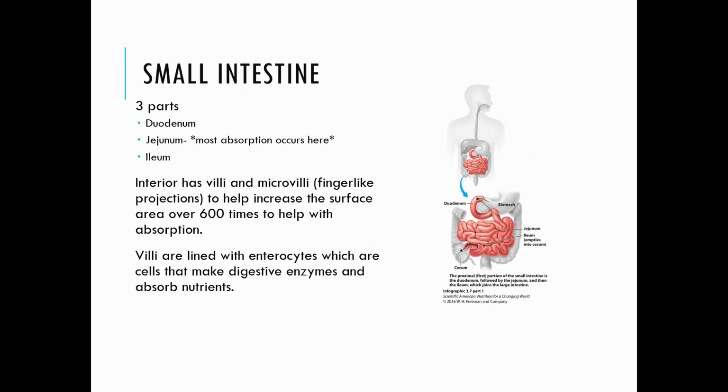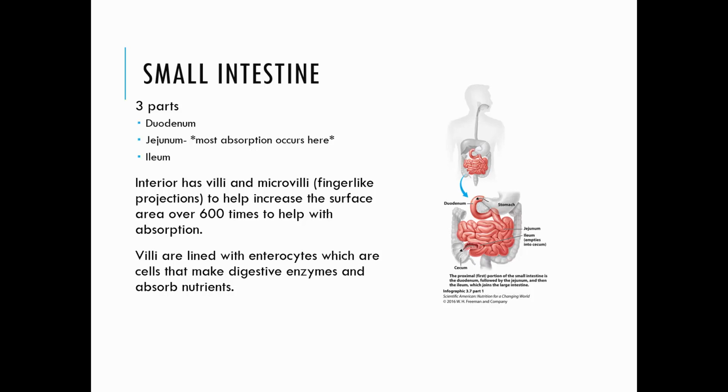So the small intestine has three parts: the duodenum, jejunum, and ileum. And most absorption occurs in the jejunum. In the first part, the duodenum, that's where you have the bicarbonate coming in from the pancreas that helps neutralize that really acidic chyme from the stomach.